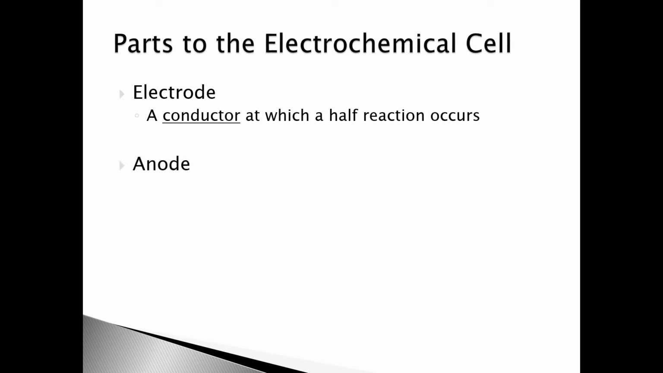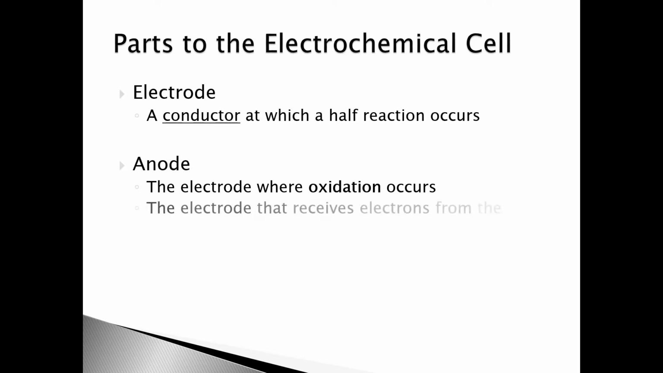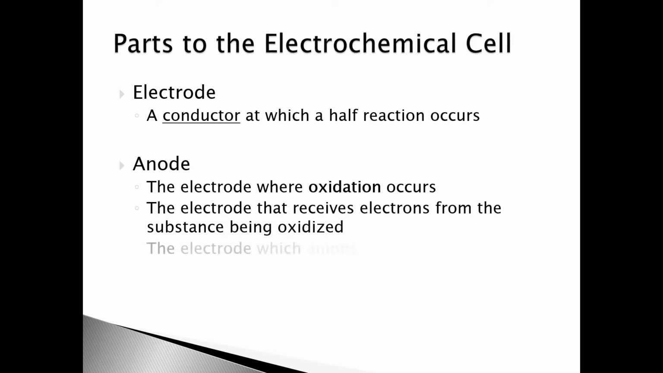Now there are two types of electrodes. There is the anode and the cathode. Now the anode, this is where oxidation occurs. So the anode is the metal that gives up electrons. It creates electrons. The metal at the anode gets oxidized, and then you have this excess amount of electrons sitting at the anode.